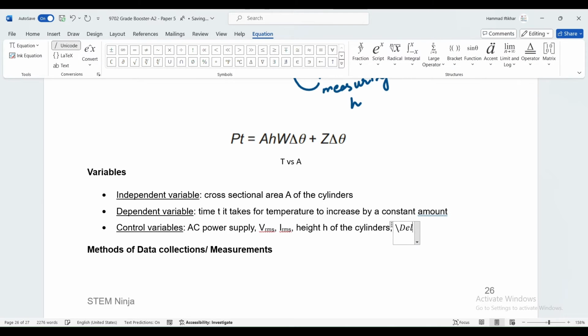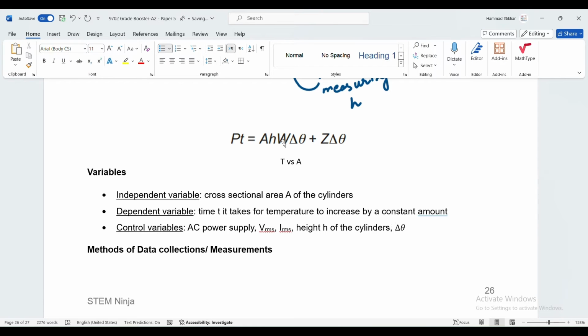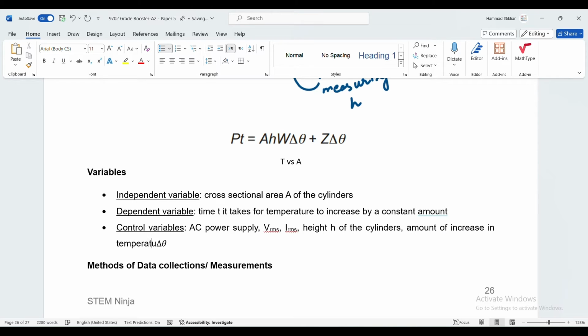Delta theta is the amount of increase in temperature. This is going to be constant. This is what we will have to control. And cross-sectional area is the independent one. I hope I'm not missing out anything. W and Z are unknowns. Delta theta, we have already.